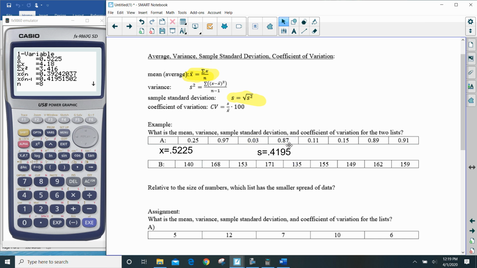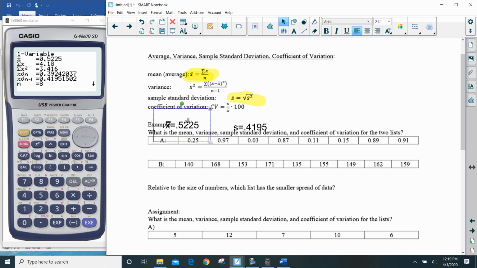Okay. All right. So this is the sample standard deviation, and this is the mean. Okay, this is my X bar. Let's see if I can actually create one here real quick. Quick and dirty version. There's X bar. All right, so this is my mean, and this is my sample standard deviation.